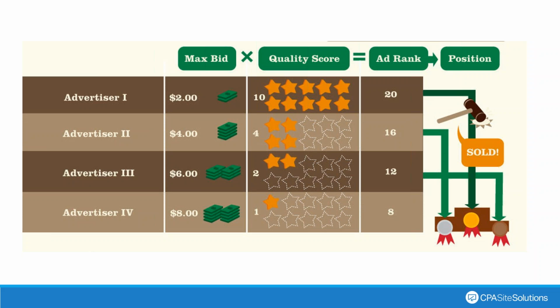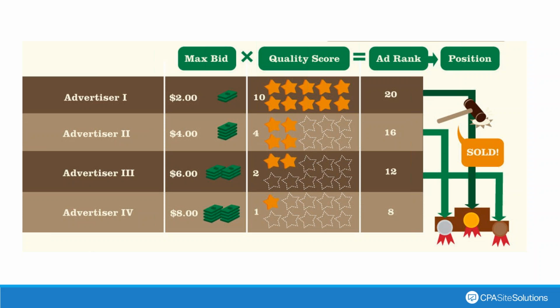Advertiser number 2 comes along and says, I'm willing to pay $4 for that keyword, but their quality score is only 4, meaning that their ad rank is 16. Advertiser 3 says, I'm willing to pay $6 for that campaign, their quality score is only 2, so their ad rank is 12, and so you can see on and on. Even though advertiser 4 says, I'm willing to pay $8 to be shown as an advertiser, because their quality score is so low, they never get shown.